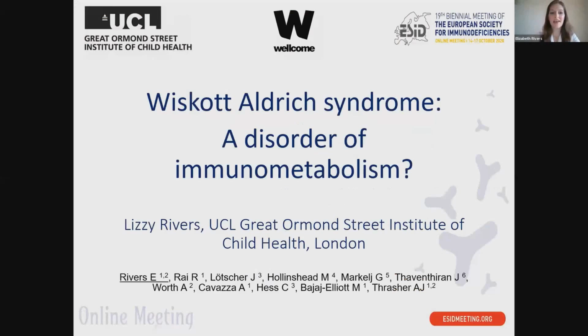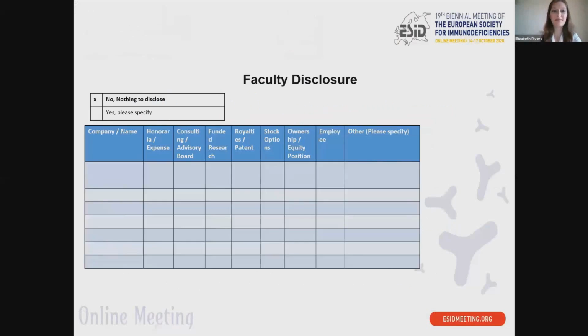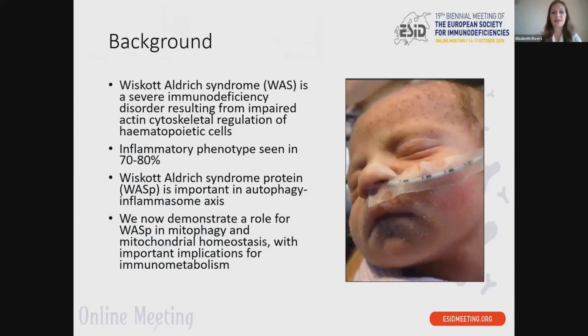Thank you very much. So I would like to share with you today some work looking at immunometabolism in Wiskott-Aldrich syndrome. So Wiskott-Aldrich syndrome is a severe immunodeficiency disorder resulting from impaired actin cytoskeletal regulation of hematopoietic cells. And an inflammatory phenotype is seen in the vast majority, with features such as severe eczema as shown here on the right, but also including other features such as inflammatory bowel disease, vasculitis and arthritis.